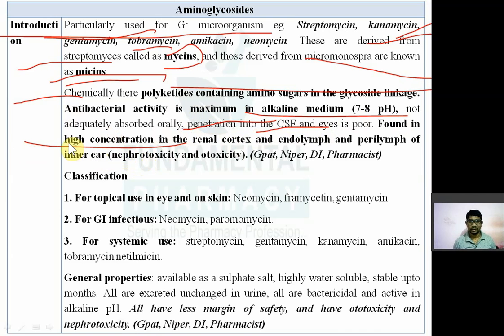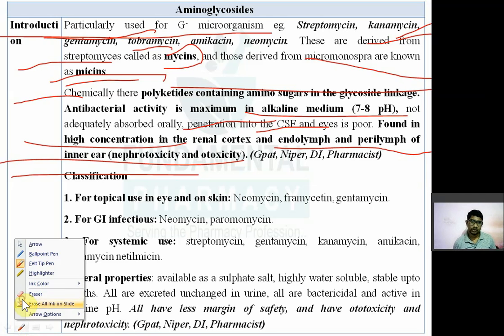Now these drugs are found in high concentration in the renal cortex, so they remain in high concentration in the kidney. They are also found in high concentration in the endolymph and perilymph of the inner ear. So that's why they have nephrotoxicity as well as ototoxicity, because most aminoglycosides concentrate in the kidney and in the endolymph and perilymph of the inner ear. They damage the 8th cranial nerve, the vestibulocochlear nerve. So they have neurotoxicity, nephrotoxicity and ototoxicity as adverse effects.